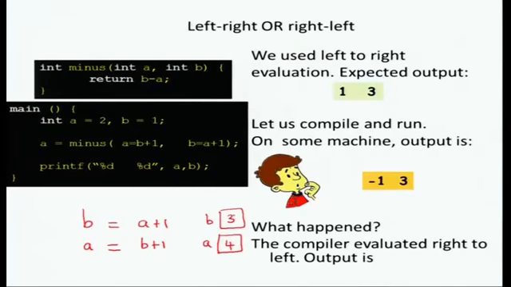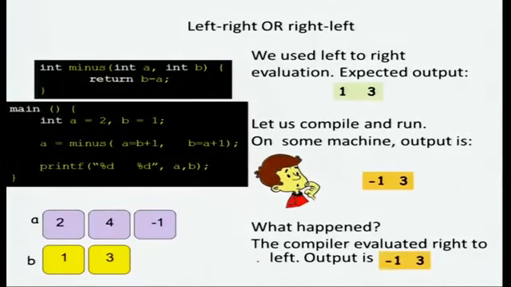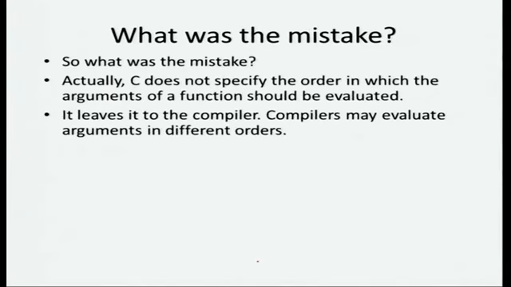Okay. So, when you call minus of 4 comma 3, minus will return 3 minus 4, which is -1. So, in this case, you know that b gets the value 3, a gets the value 4, and the result will be -1. Okay. So, what was the mistake?